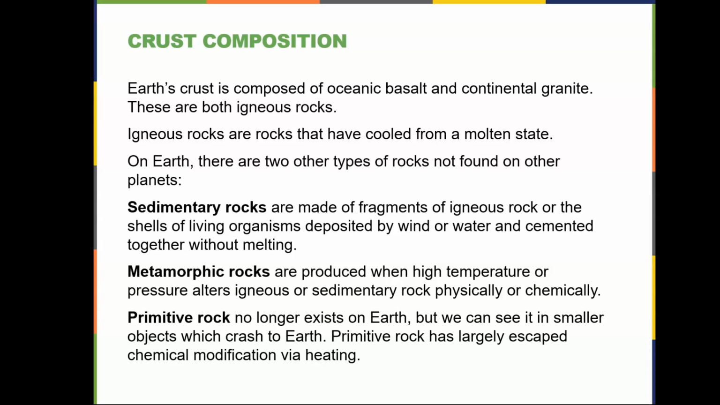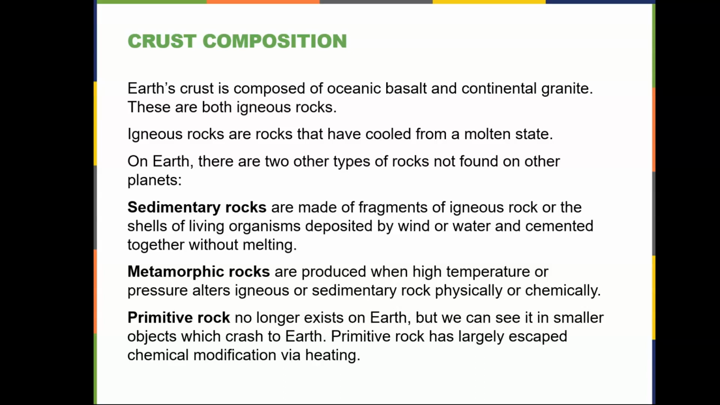Sedimentary rocks are fragments of igneous rocks or the shells of living organisms deposited by wind or water and cemented together without any melting. Metamorphic rocks, on the other hand, are produced when high temperature or pressure alters igneous rocks or sedimentary rocks physically or chemically. Metamorphic rocks are produced on Earth because of geological activity carrying the surface rocks down to considerable depths and then bringing them back up to the surface. Without such activity, these changed rocks would not exist at the surface.